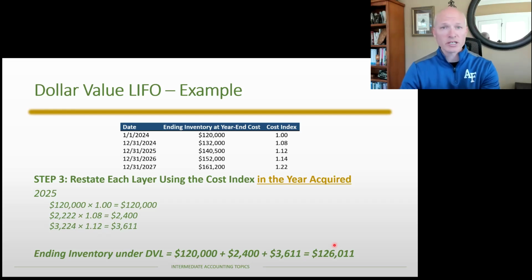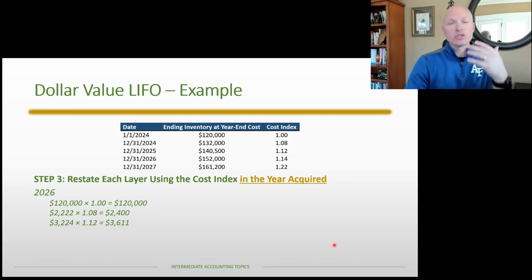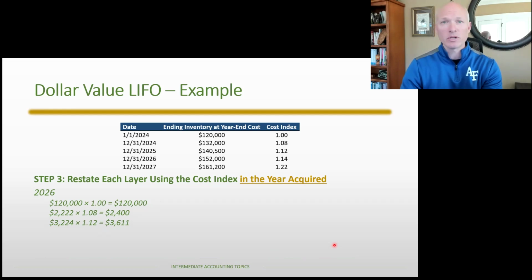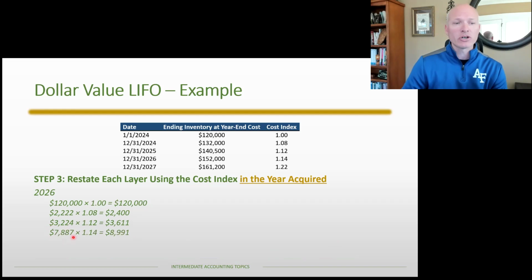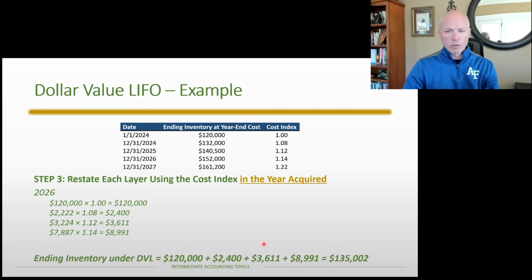So then in 2026, we still have those same three layers. That didn't change because remember, we added a layer in 2026. And that layer in base year cost is 7,887, of course, but we need to report it at the acquisition cost, which means we need to adjust it for the cost index. And so the acquisition cost of that layer is $8,991. And we add them up, we would report $135,002 under dollar value LIFO.